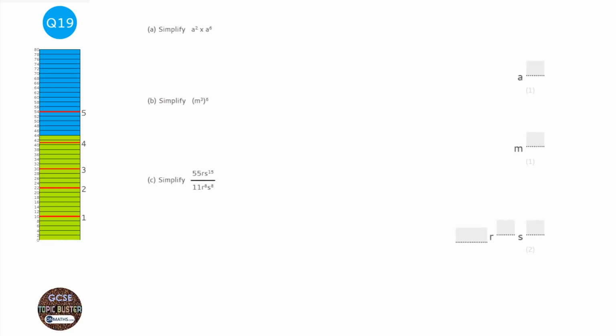These questions are just based on a few rules of indices. The first rule says that if you've got two powers with the same base, which these two do because they're both a, you add the powers. If you think about it, a squared is a times a, and a to the power of 6 is a times a times a times a times a times a. So in total we're multiplying a by itself 8 times. So it's a to the power of 8.